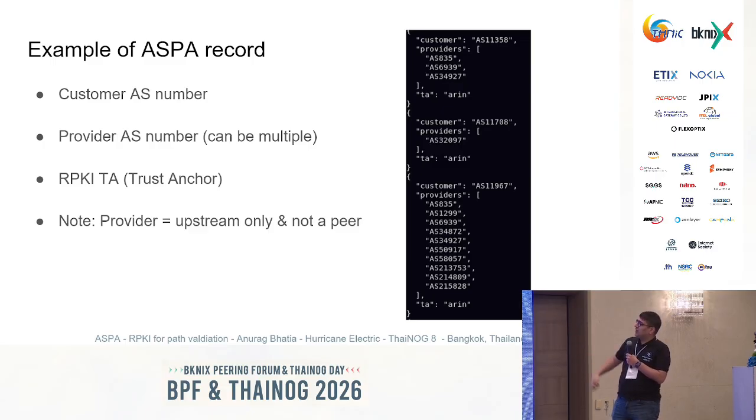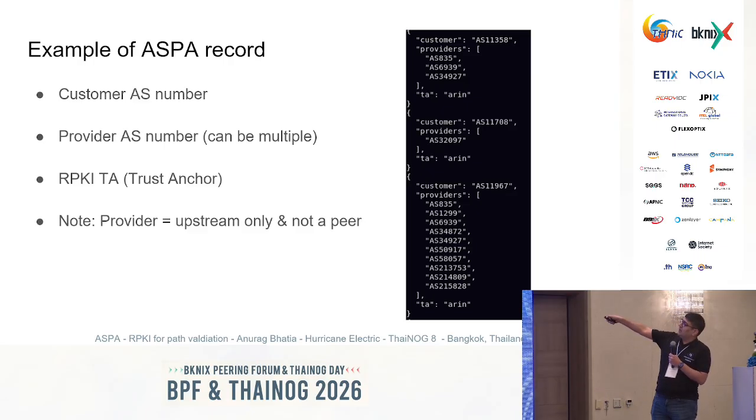This is a snapshot I've taken from Routinator's API call. They have listed providers as AS835, 6939, 3497, and so on. And then you have TA, which is the trust anchor, as ARIN. So this is an ASPA record which exists at this point in time with ARIN, where a network, 11358, is stating that these are my providers.